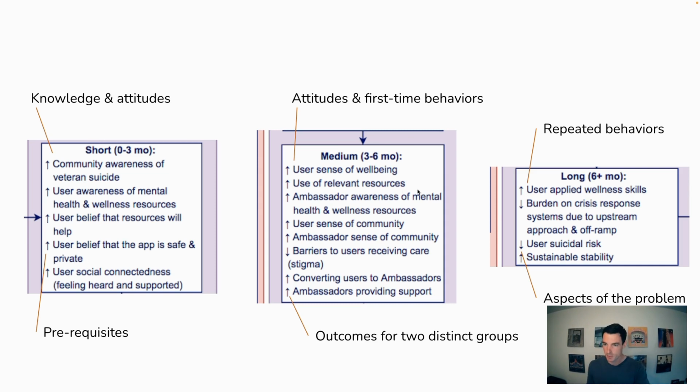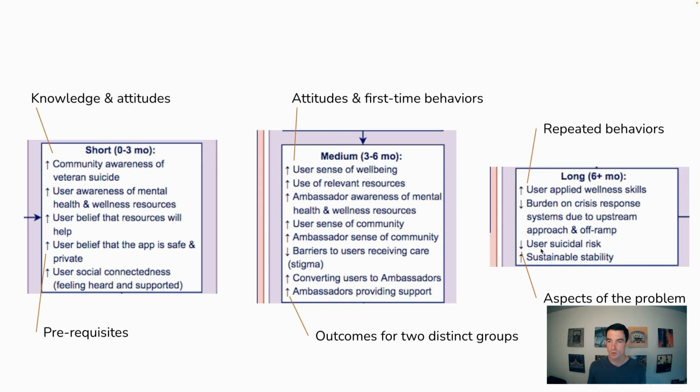And then long-term outcomes. Here we're naming things like increased user-applied wellness skills, decreased suicidal risk, decreased burden on crisis response systems. Some of the things named in here include repeated behaviors, so somebody has actually built up a habit. They've been able to sustain their wellness over time through the new tools that they've learned, the new organizations they've connected with, and the new habits that they have created.